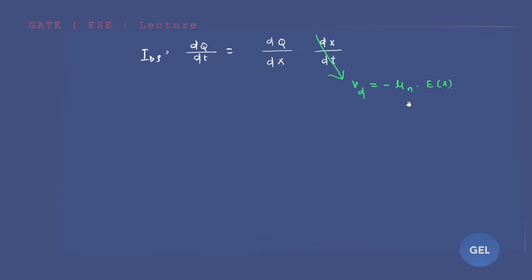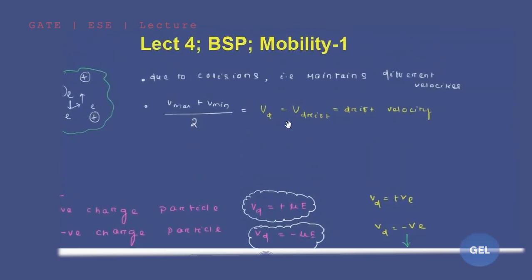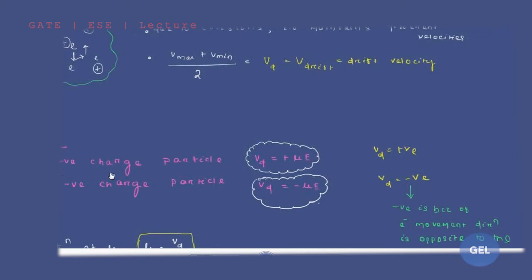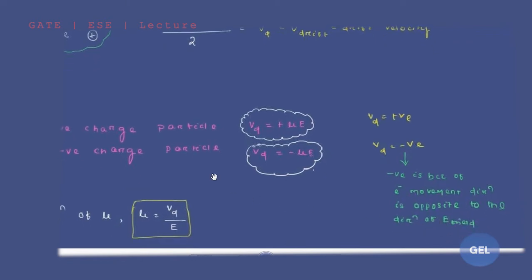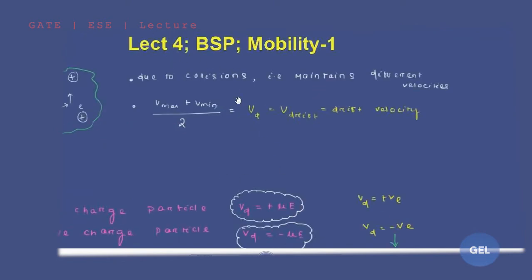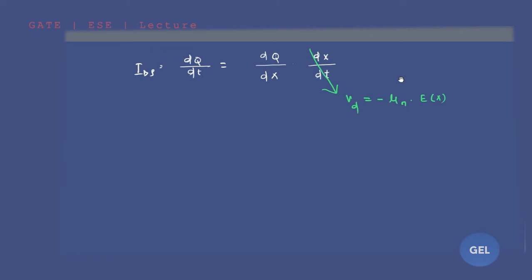In the drift velocity lecture video, if you remember, in lecture number 4 I discussed that for a positive charge particle Vd is plus mu E, and for a negative charge particle the drift velocity is minus mu E. This negative sign is because the electron moves in the direction opposite to the electric field. I have already told you in the fourth lecture video. Okay, so that is why this is negative.